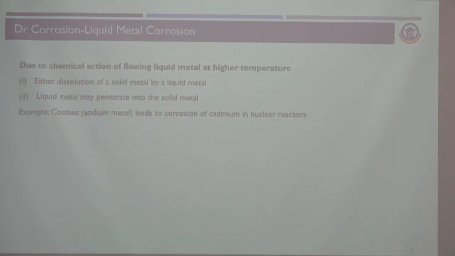And the third type of dry corrosion is liquid metal corrosion. In liquid metal corrosion, it happens in two different cases. Either dissolution of the solid metal may happen by a liquid metal, otherwise the liquid metal may penetrate into the solid metal. For example, usually sodium metal is used as a coolant and this sodium metal will lead to corrosion of cadmium in nuclear reactors.